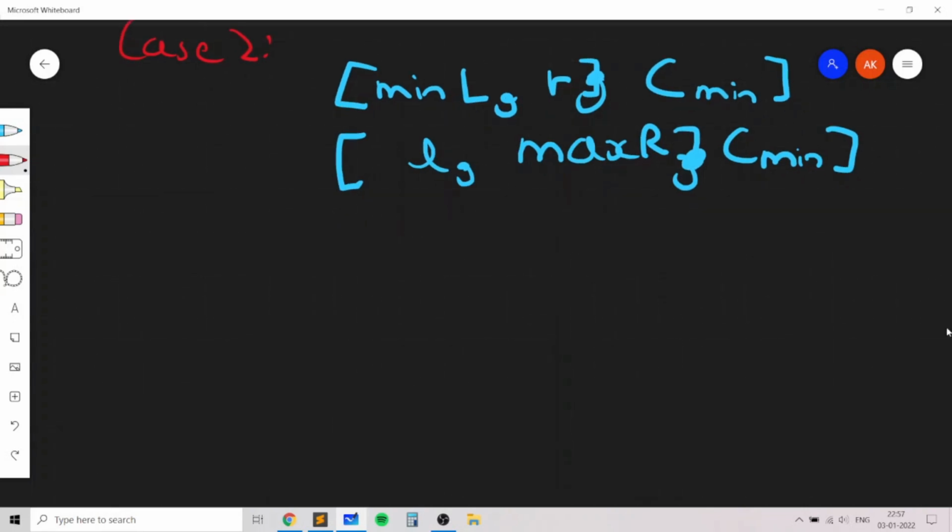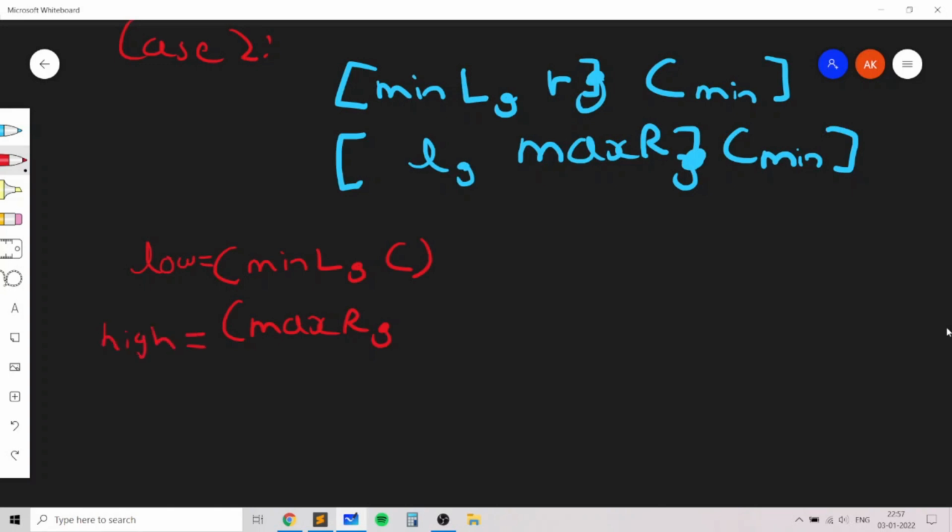Let's see how we can update that pair. I'll mention how we can do that in code, but let's say that we have correctly maintained the pair so far. We have maintained the min L and the C min, and we have also maintained the max R and the C min. To ensure that we are updating it correctly, let's call the first one low, for example, and let's call the second one high.